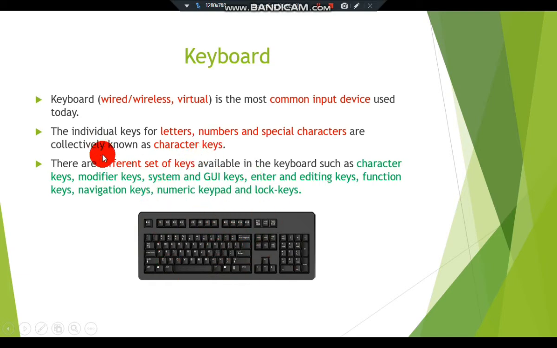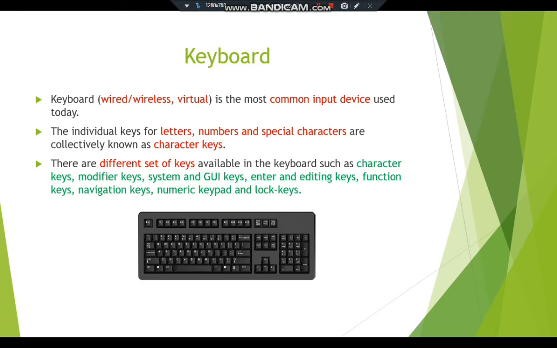Okay, so in a keyboard there are different sets of keys available, such as character keys, modifier keys, system and GUI keys. What is the expansion of GUI? GUI means graphical user interface. For example, between the control and alt key we have one key that is known as the start button. Even without a mouse, we just click on this key and we can see the start menu. So this key is known as a GUI components key.